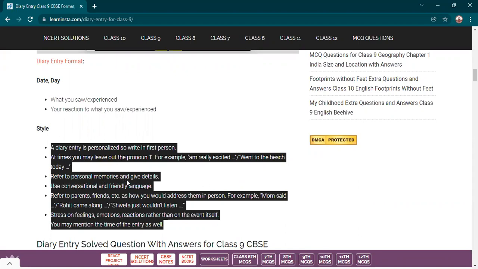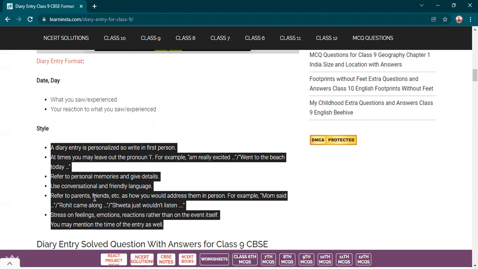Refer to personal memories and give details. So you have to give reference to your personal memories, and you have to give details. Use conversational and friendly language. Do not use phrases like "this is to inform you all that I want to confront." No, this is not letter writing. This is your personal emotion. So you will be using language as if you're talking to your friend. Conversational and friendly language.